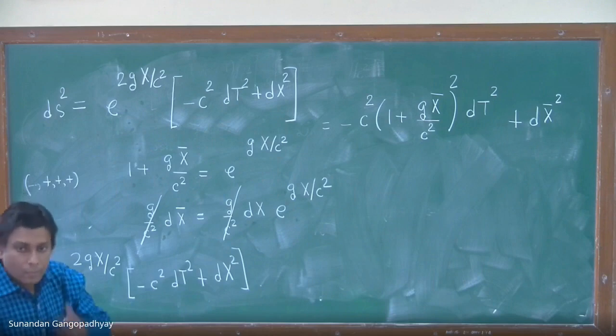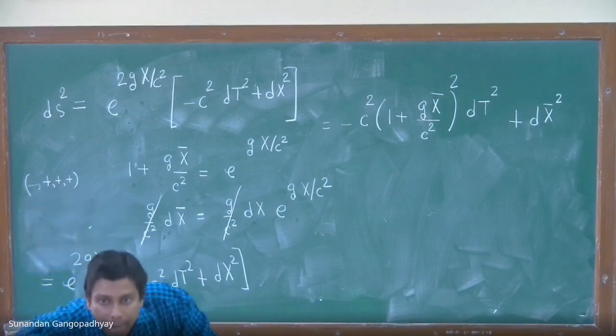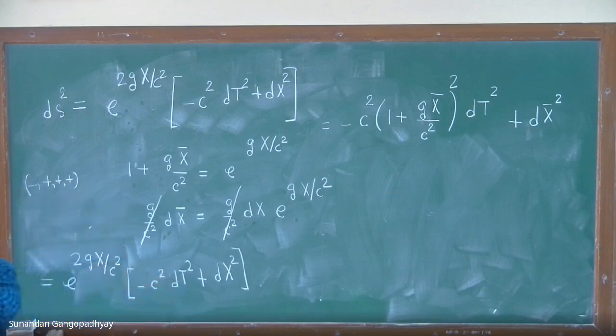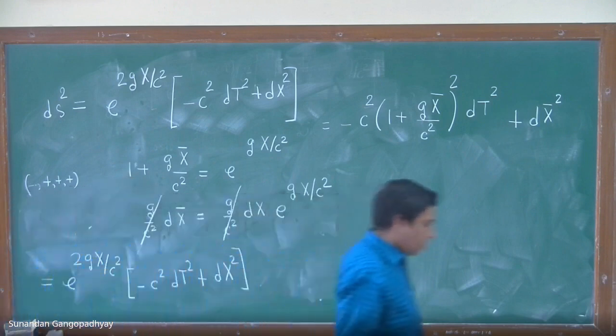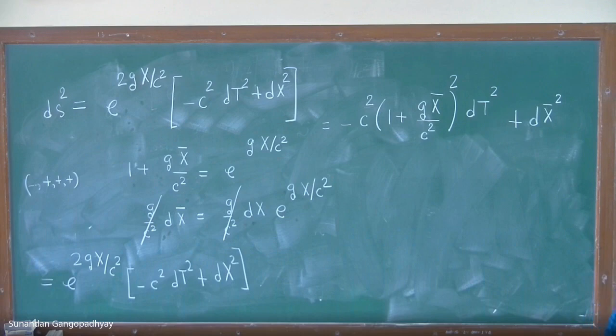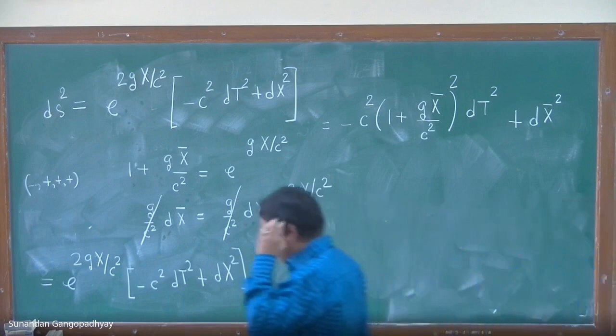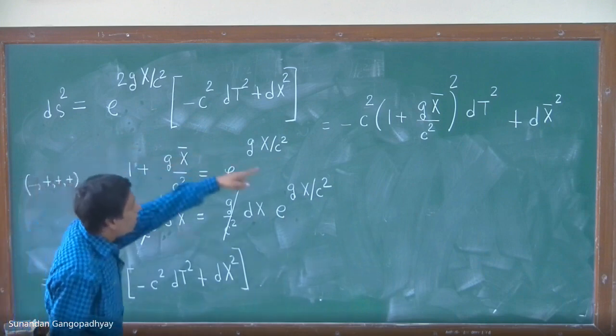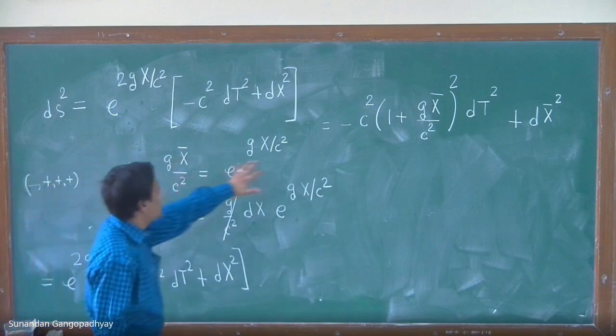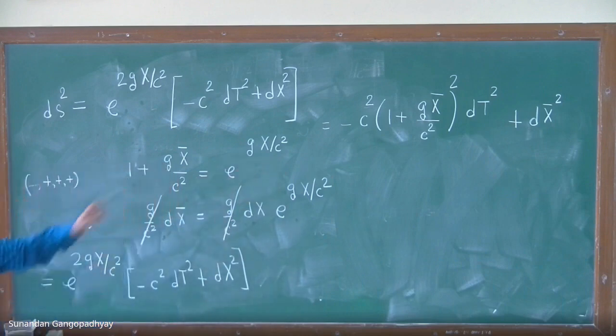We could have obtained this form without even considering 1 plus g x bar by c square, just g x bar by c square. Anyway, whatever choice of coordinate you make, you have to reach this result. This is a nice convenient form, as you will see in a moment why. So our final result in these coordinates, where x bar is related to x in this way, is this. Okay, do you have any questions?